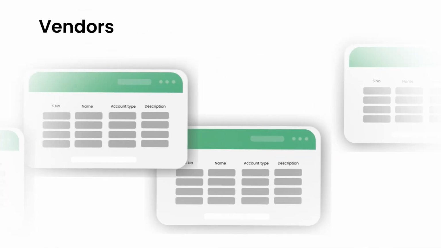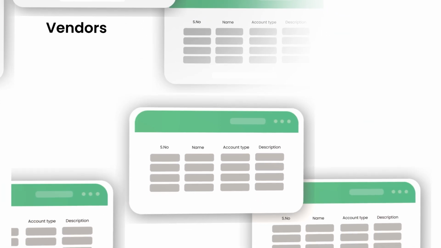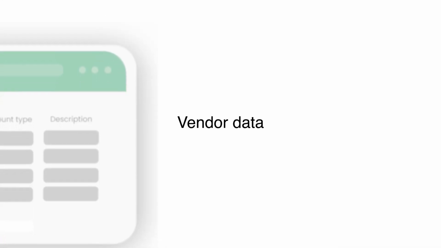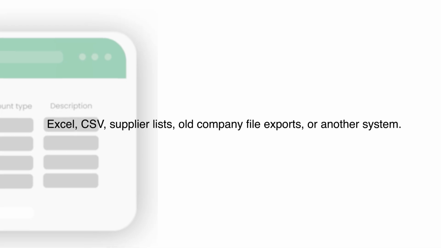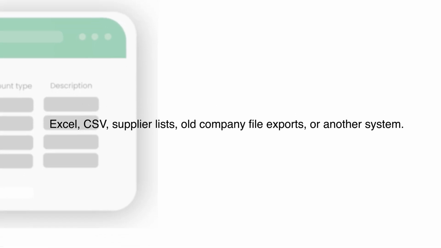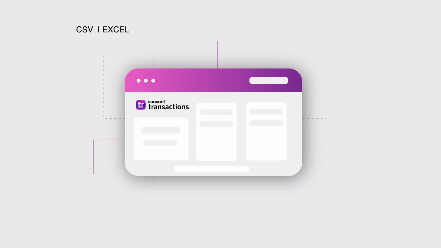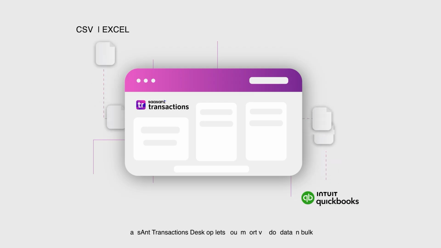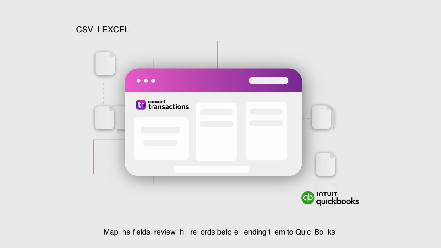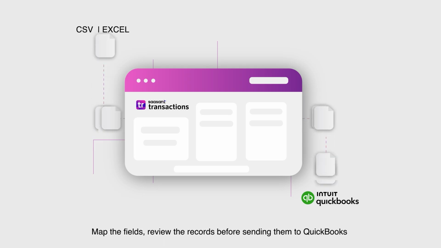Creating vendors one by one in QuickBooks Desktop can take time, especially when your vendor data is already available in Excel, CSV, supplier lists, old company file exports, or another system. Instead of creating each vendor manually, SaasAnt Transactions Desktop lets you import vendor data in bulk, map the fields, review the records before sending them to QuickBooks Desktop, and download the import result for your records.